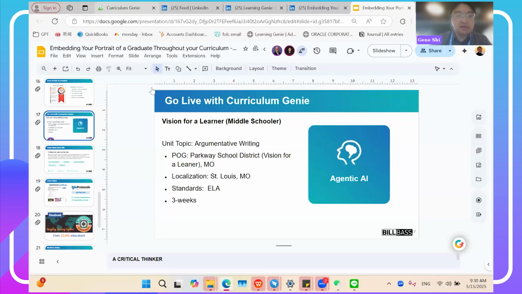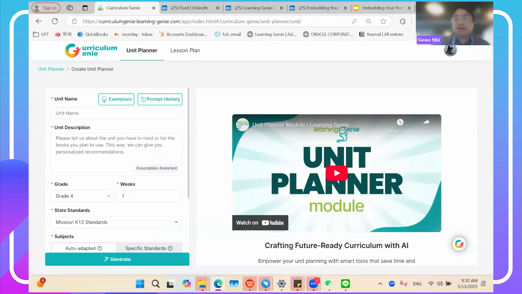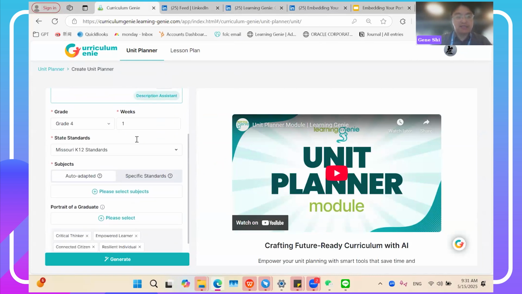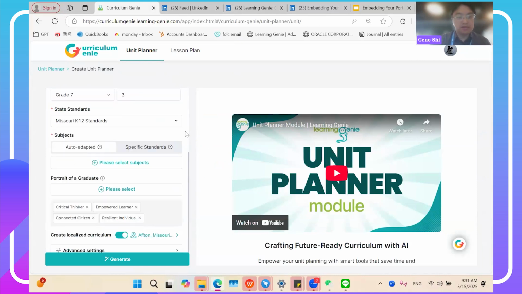So yeah, this is a tool called Curriculum Genie. If you Google that, you will be able to see a free sign up. But we are going to work on argumentative writing. Here in the description is very important if you have a very good design. But because today we're showcasing Portrait of Graduate, we want to feature that particularly. So as a third grader, we are zooming into middle schoolers.